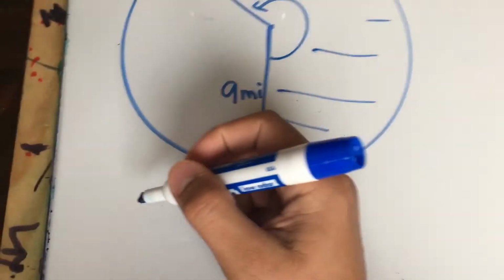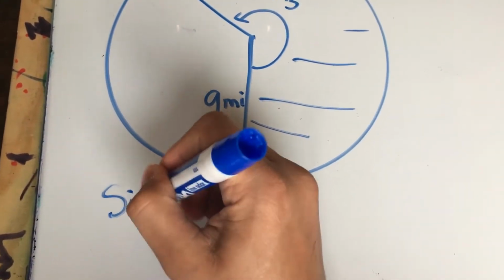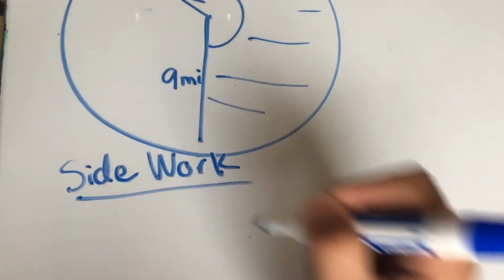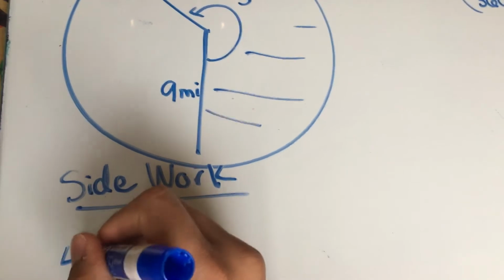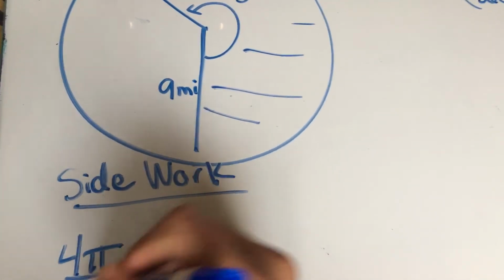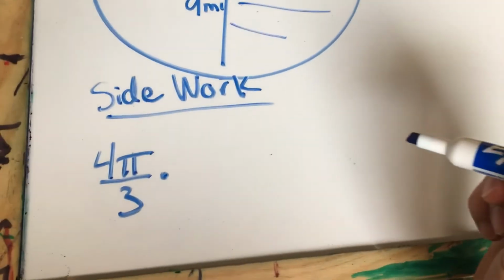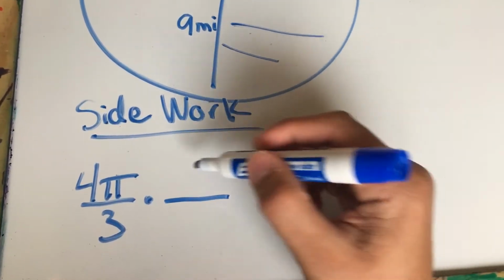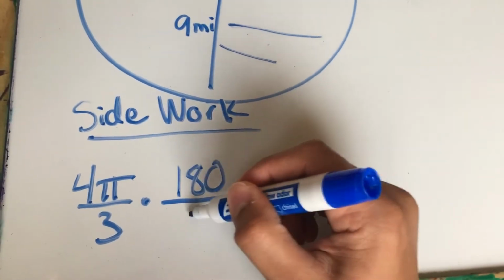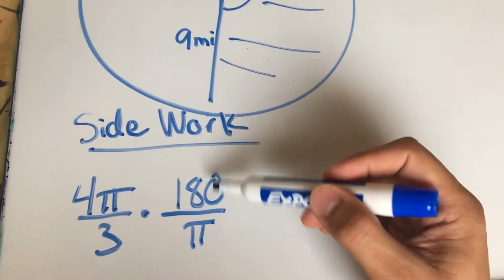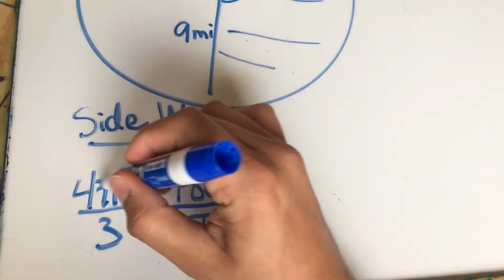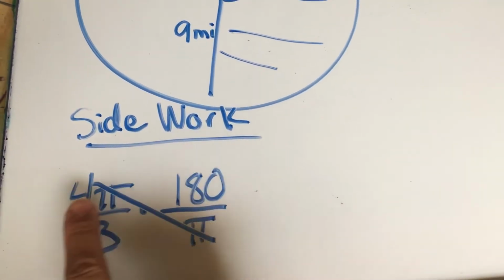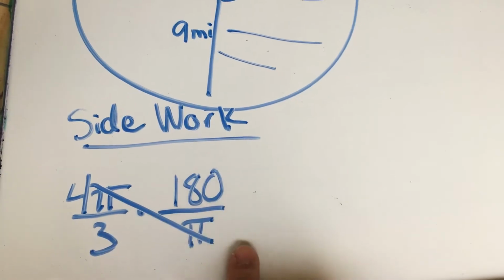So here's a little bit of side work. I'm going to take my angle, which is 4 pi over 3, and we need to multiply this by a fraction that cancels out the pi. And remember, the formula is always 180 divided by pi. That way the pi's cancel out. So now you just multiply straight across, the top with the top, the bottom with the bottom.